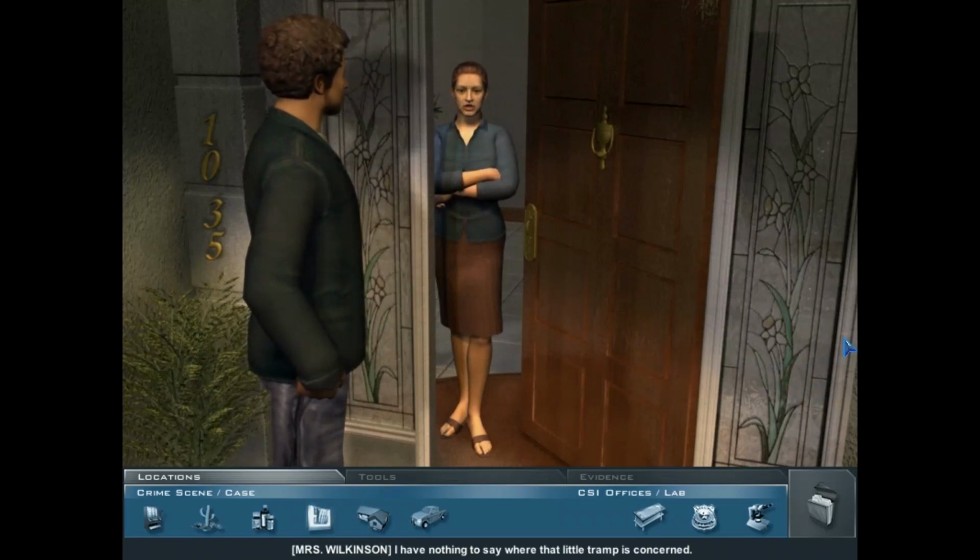I have nothing to say where that little tramp is concerned. That little tramp, Mrs. Wilkinson, has been murdered. That's why we're here. I don't wish that on anyone, murder. But some people bring bad things on themselves. Look, you're gonna find out anyway, so I'll tell you. She tried to come between Edward and me. She was a spoiled brat who thought she could have any man she wanted.